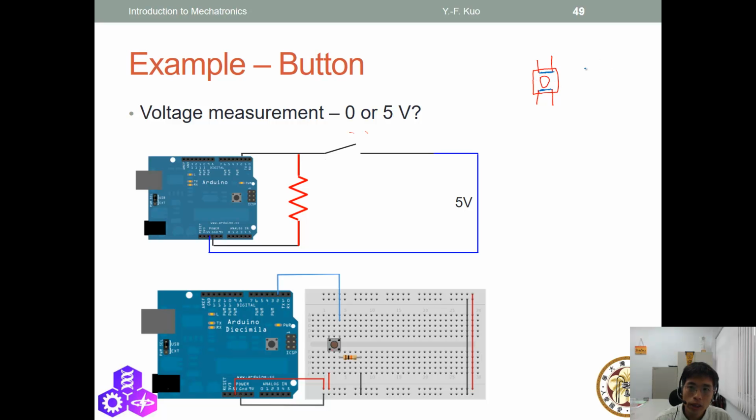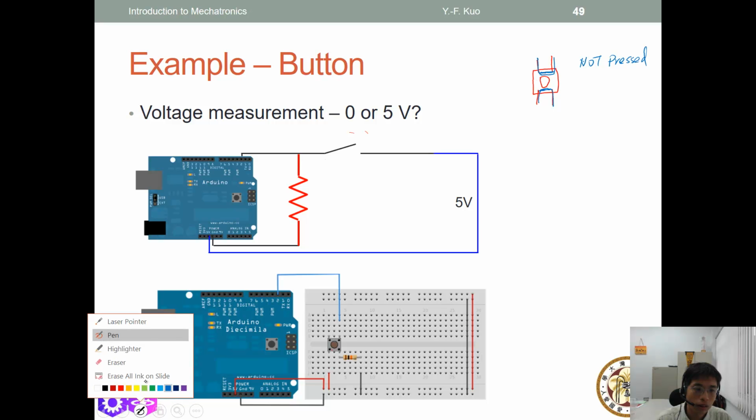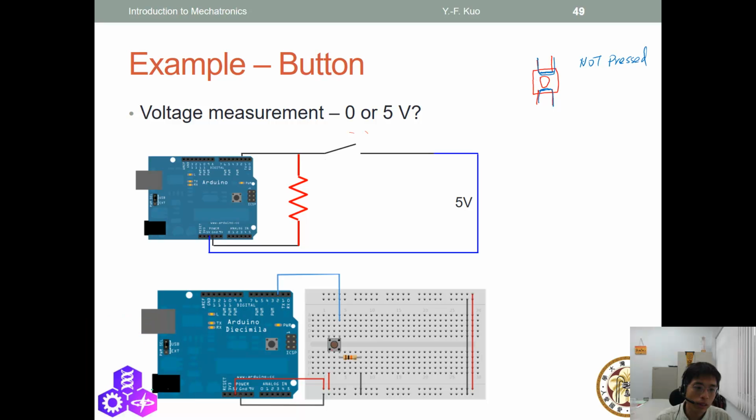Okay, so when the button is not pressed, these 2 pins are connected together. And when it is pressed, those 4 pins are connected together. Okay, so once you press the button over here, all the 4 pins are connected together.